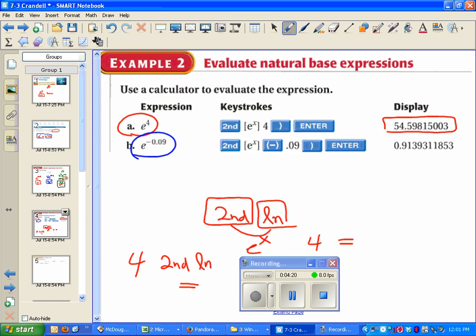And then go ahead and find this one in your calculator. So e to the negative 0.09, because we need to know both of those. So pause the video and get this.